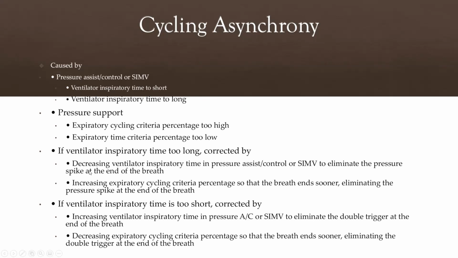Okay, we know that. With pressure support, the expiratory cycling criteria percentage is too high. All right, so they're using different words than what I used in lecture. Do you understand what they're talking about? Yes, flow cycle off. If it's too high, it causes the breath to end way too soon. And if the percentage is too low, then inspiration is too long and it's not in sync with the patient.